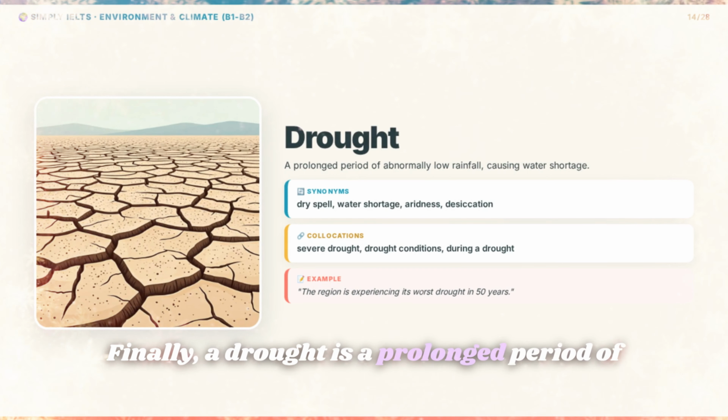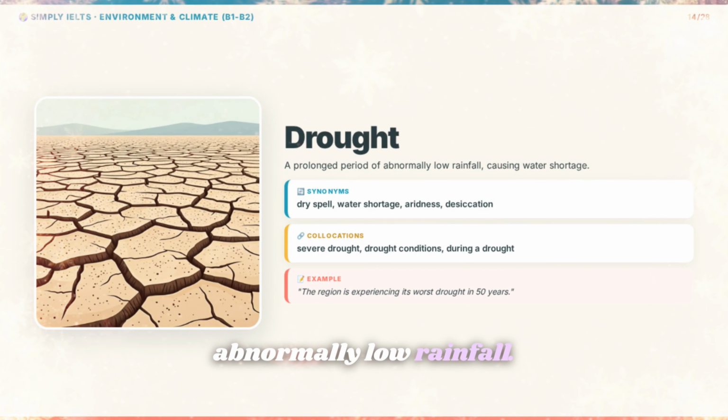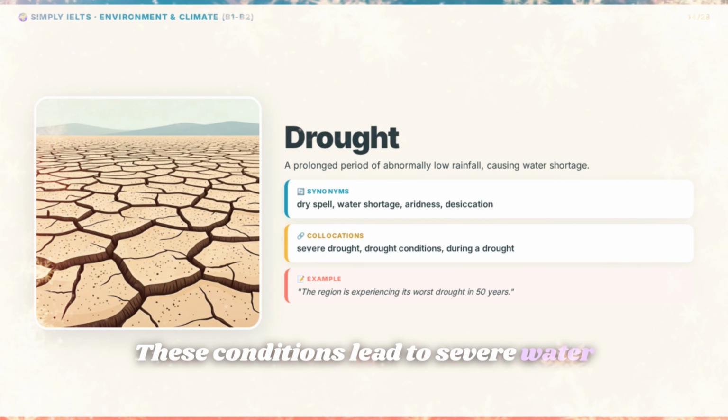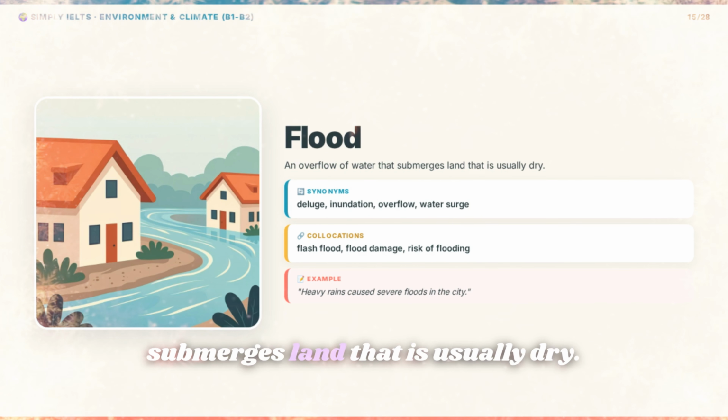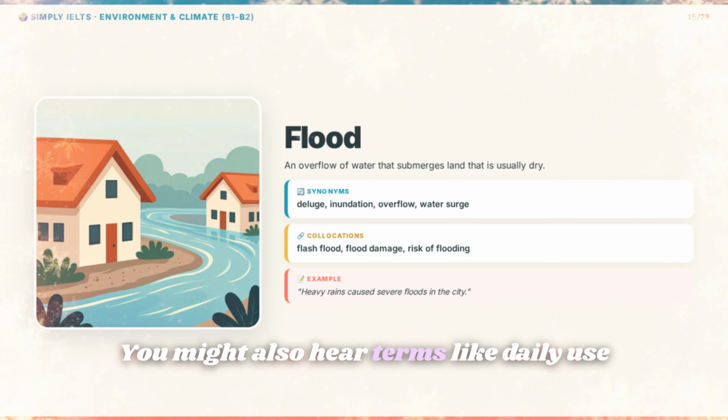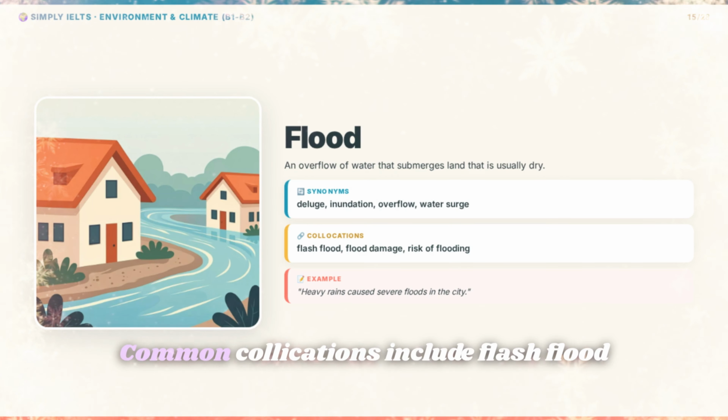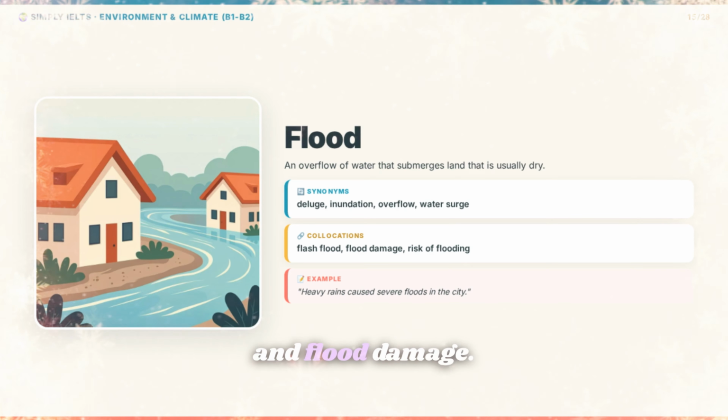Finally, a drought is a prolonged period of abnormally low rainfall. These conditions lead to severe water shortages in the affected regions. A flood is an overflow of water that submerges land that is usually dry. You might also hear terms like deluge or inundation. Common collocations include flash flood and flood damage.